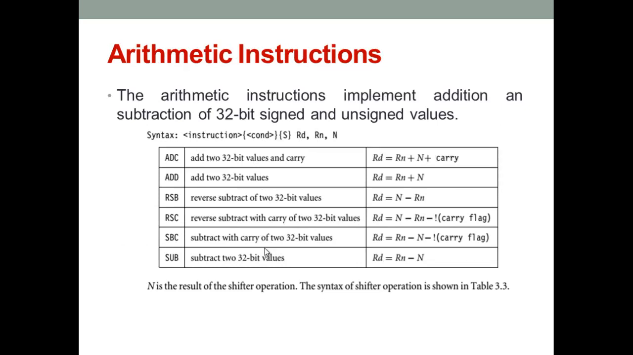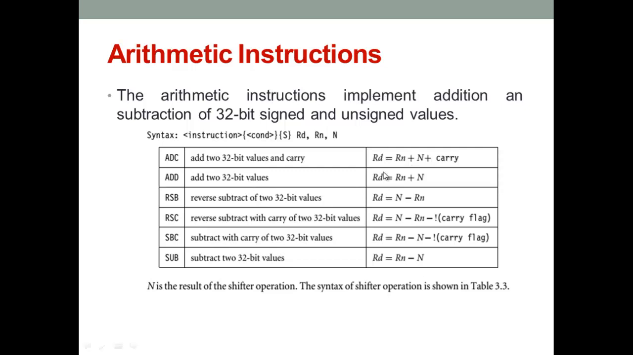So what are the next data processing instructions? What we call the arithmetic instructions. I have about 6 arithmetic instructions, and all of them work on 32-bit values. I have add with carry, and the basics remain the same: add with carry adds two 32-bit values and the carry. A simple add just adds two 32-bit values. Then I have a reverse subtract of two 32-bit values, and I have a reverse subtract with carry.